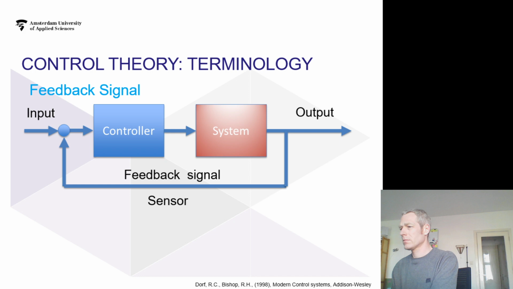Well, feedback signals are usually generated by sensors, like temperature sensors in a central heating system, or the lane control system in the car will use cameras to determine the distance from the lines marking the road.